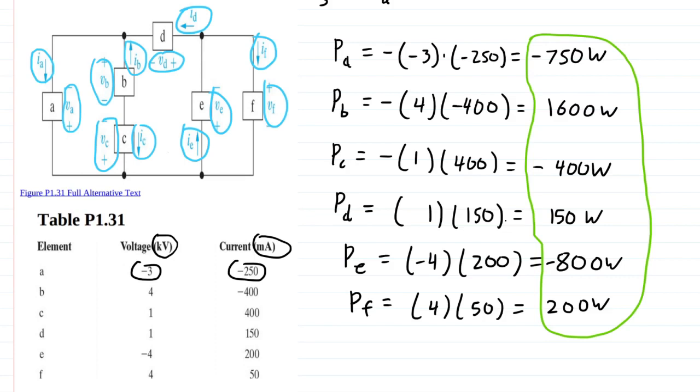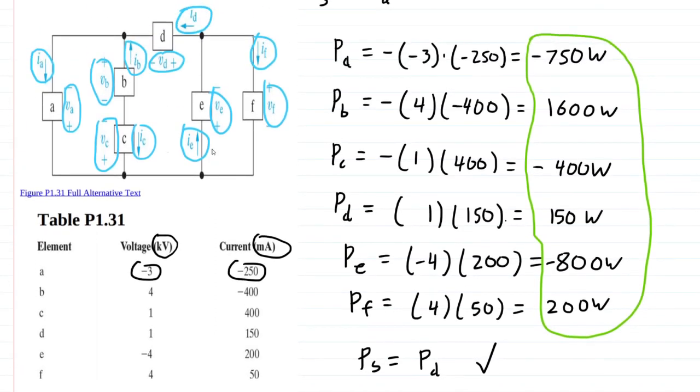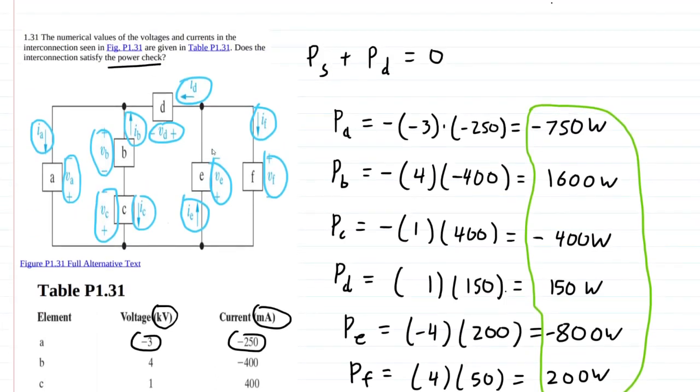But anyway, let's do the math real quickly. So negative 750 plus 1600 minus 400 plus 150 minus 800 plus 200 equals 0. So the power supplied equals the power delivered, and we satisfy the power check. We don't have any loss or gain that we didn't anticipate, and our circuit satisfies the power check.